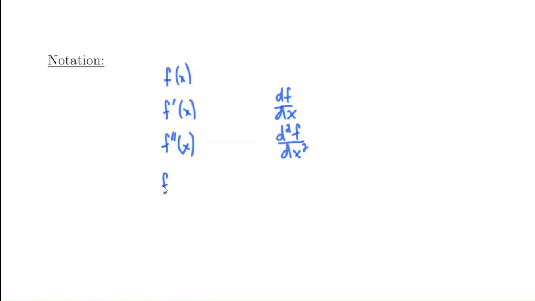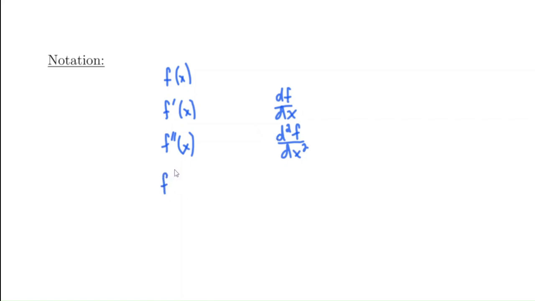So as far as derivative notation goes, if we have a function f, let's call it f of x, its derivative would be f prime of x, or we could write df dx. Now, the second derivative, or the second order derivative, is f double prime of x. The way we write this with this notation is d squared f dx squared. Okay, f triple prime of x.